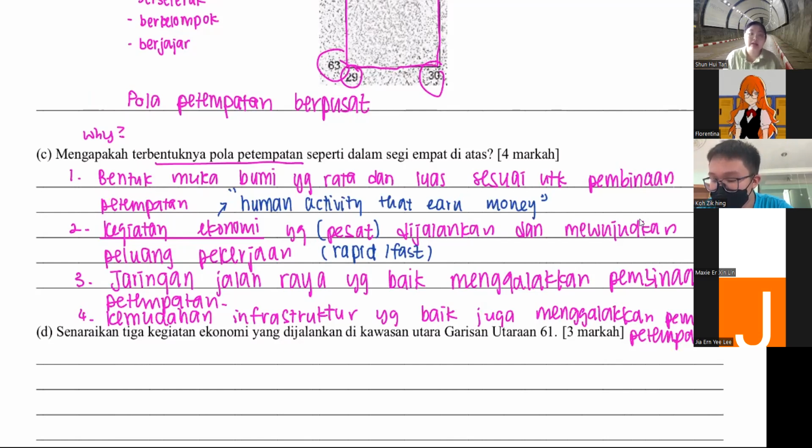Okay, now other than pola pertempatan, they might ask you what? They might ask you, senaraikan 3 kegiatan ekonomi yang dijalankan di utara garisan utara 61. This is a common question: state 3 human activities in the north of 61. So let's find out garisan 61 first.